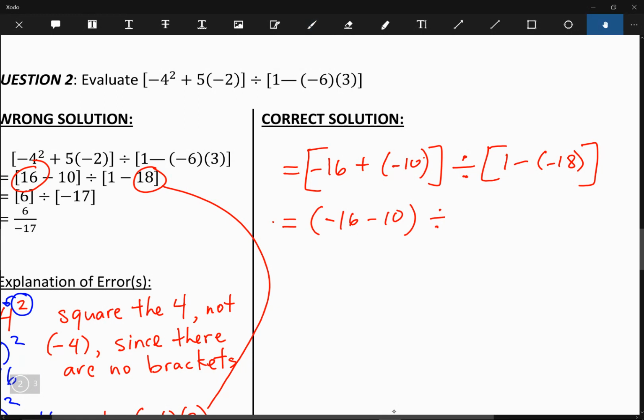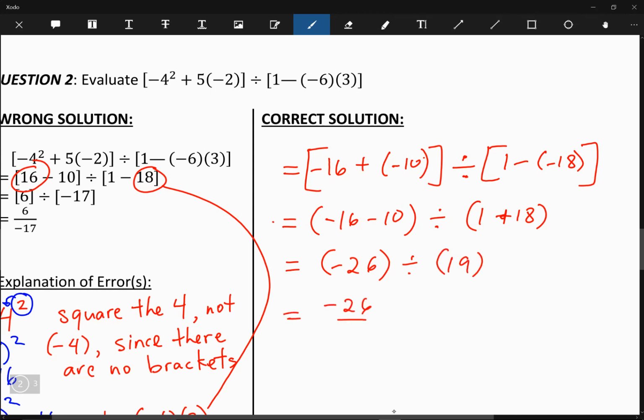So the same signs become plus. So 1 plus 18. Okay, and so I got rid of the round brackets. I'm making the square brackets into round brackets now, so I don't need square brackets anymore. Okay, negative 16 minus 10 is negative 26. Divide that by 1 plus 18, which is 19. Then you get your answer. You can write it as a fraction, negative 26 over 19.